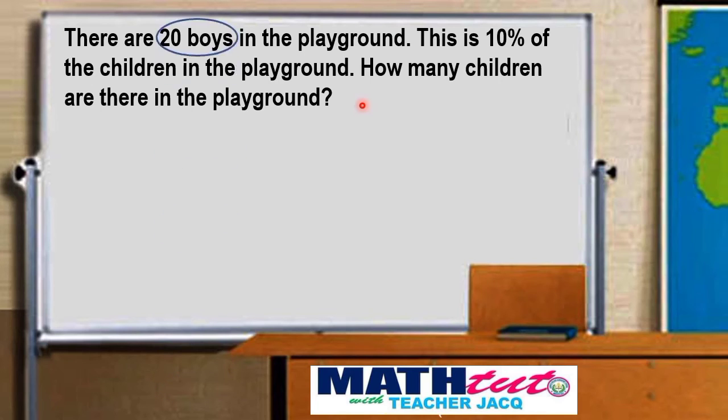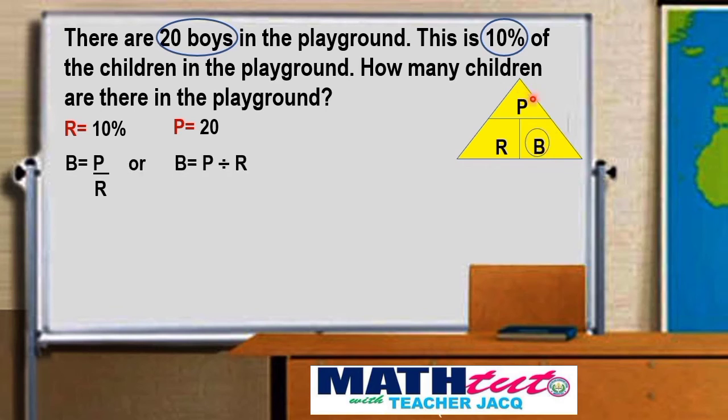So, ang ating given ay 20 boys at 10%. So, alam natin na kapag may sign ng percent, ito lagi yung ating rate. So, ang ating rate ay 10% at ang ating percentage ay 20. Let us look at our magic triangle. So, letter B is missing. So, ang ating formula ay B is equals to P over R or B is equals to P divided by R. Substitute natin. B is equals to, ang ating P ay 20 divided by rate, which is 10%.